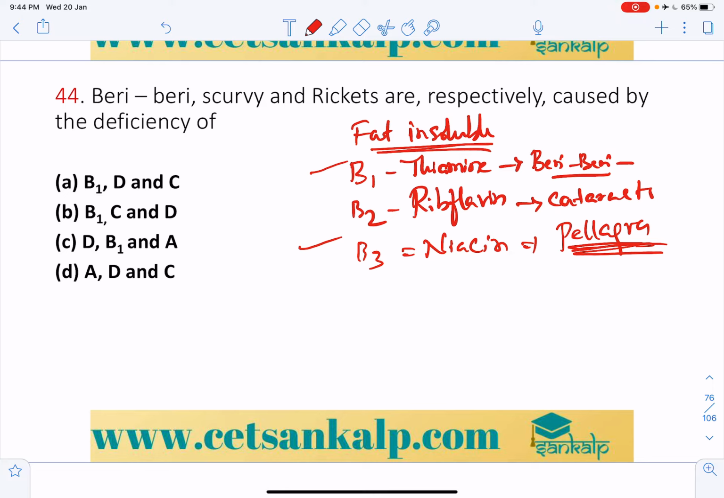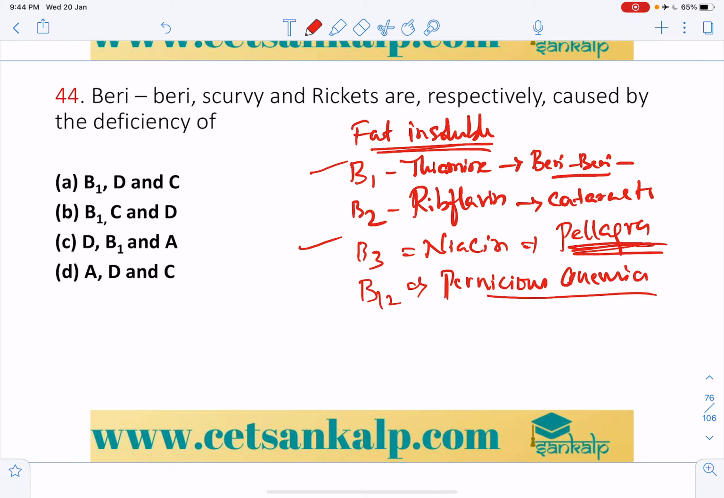So with this, we can move on to vitamin B12. I think we have discussed that deficiency causes pernicious anemia, meaning no production of RBC. Vitamin B12, cobalamin.